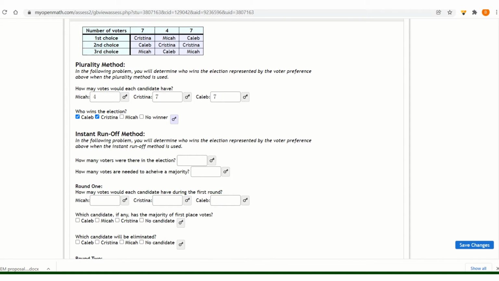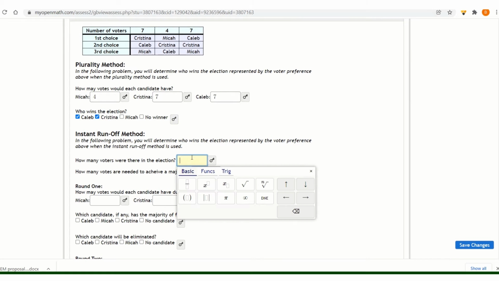In the following problem, you're going to determine who wins the election represented by the voter preference above when the instant runoff method is used. There are a lot of questions here, so let's answer these questions first before we start the instant runoff method. How many voters were there in the election? We just add up the voters at the top. 7 plus 4 is 11, plus 7 is 18. So there were 18 people in this election.